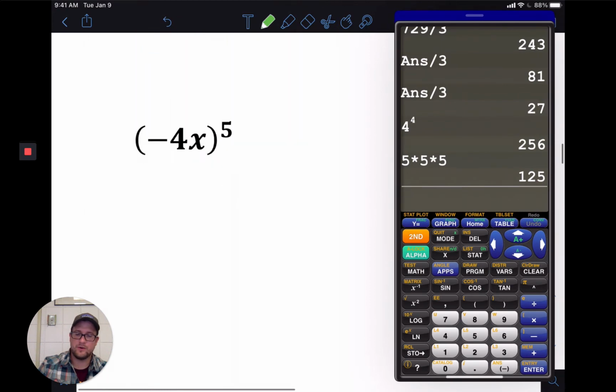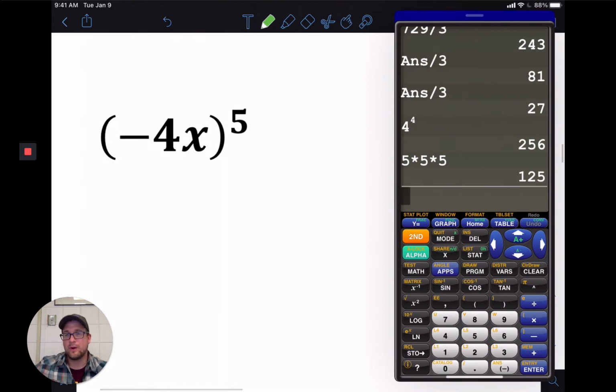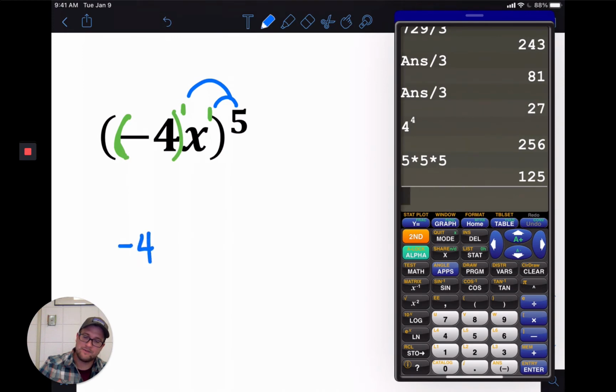Moving on, here's another one for us. We want to think about this now. So we have negative 4x all raised to the fifth power. So again, this negative is going with this 4, so I'm going to put parentheses around that to start. That's being raised to the first, and this is being raised to the first. So when I come over here, I need to multiply the exponents. So I'm going to have negative 4 to the fifth power, that's still in parentheses, times x to the fifth power.